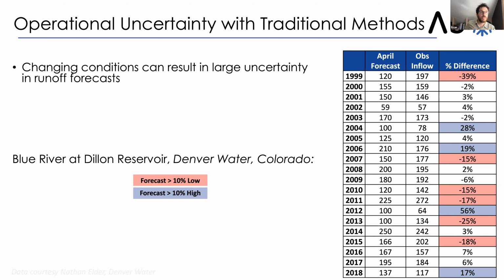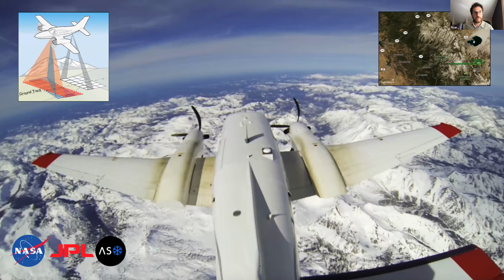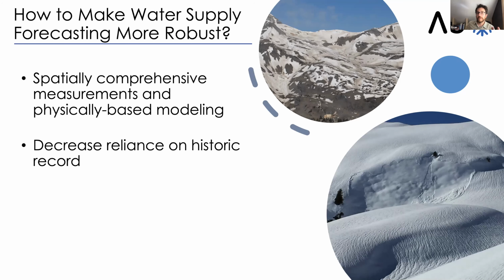So how can we make water supply forecasting more robust? Well, instead of relying on these point measurements of snow depth, we can make spatially comprehensive measurements of snow depth across entire basins and entire mountain ranges using remote sensing. And we can rely on spatially distributed and physically based models as opposed to empirical and statistical models. And what this does is it removes our reliance on historical records. So when we're trying to figure out how much water is in the mountains this year, we are not relying on assumptions that it is similar to years in the past. And this is the whole idea behind ASO.